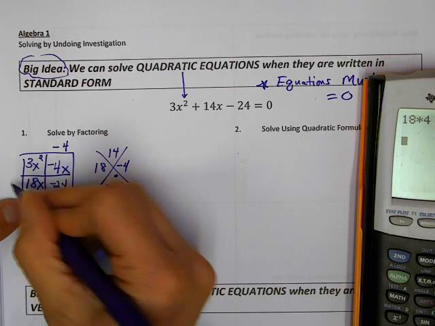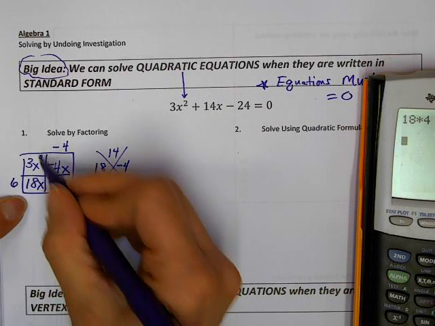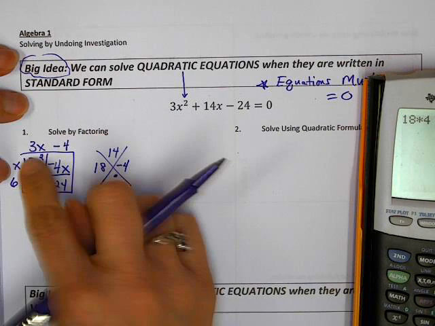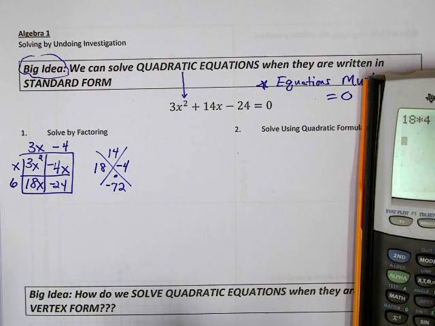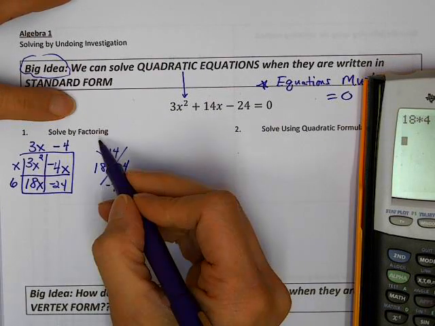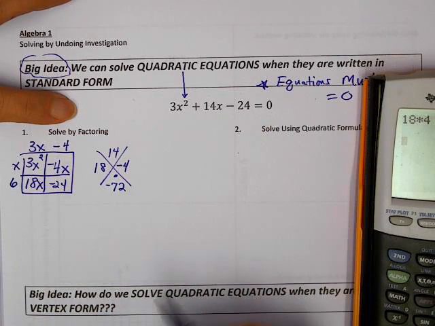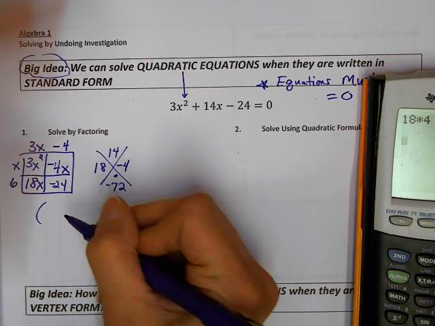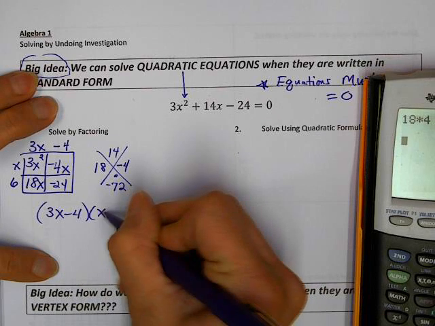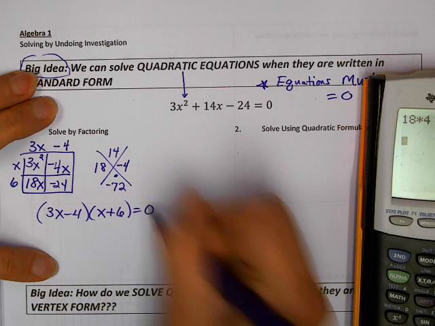Chain reaction, this has to be a 6. Chain reaction here, that has to be a 3x. This has to be an x. Perfect, it works. Okay, solve by factoring. Step 1, make sure it's got the 0. Step 2, factor. 3x minus 4 times x plus 6 equals 0.